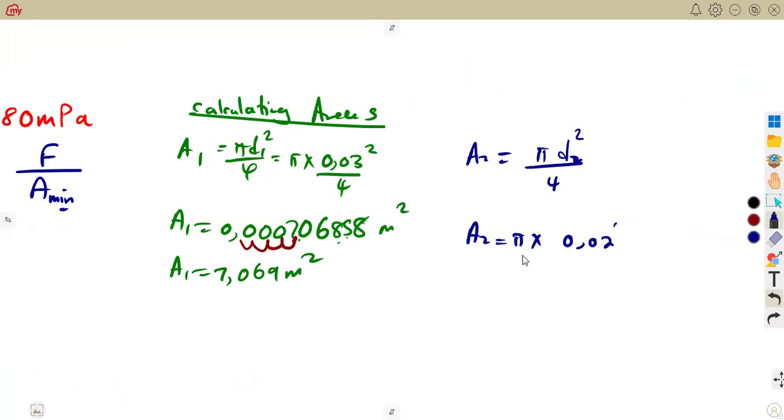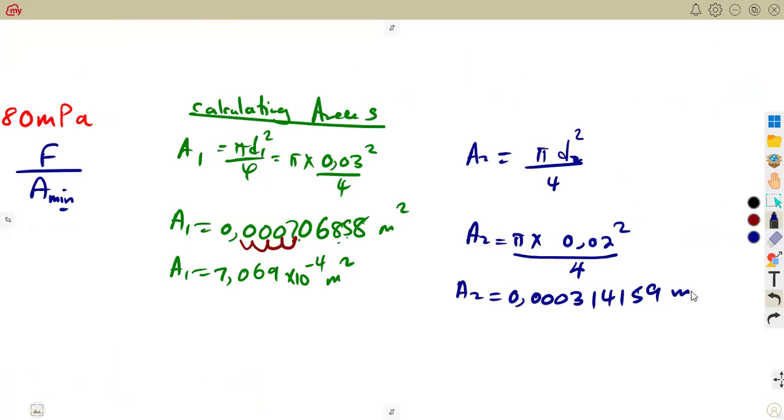0.02 squared over 4. So that was going to give us A2. Right, I left the 10 to the exponent of -4 here. Okay, something like this. All right, so A2, if you simplify it, was going to be 0.00314159, something like that in square meters.